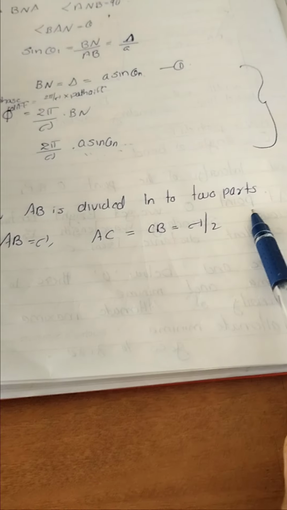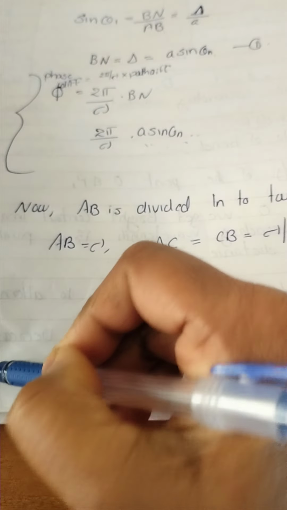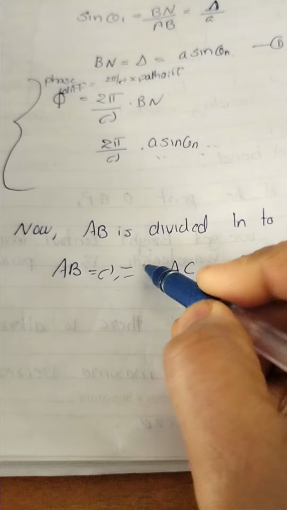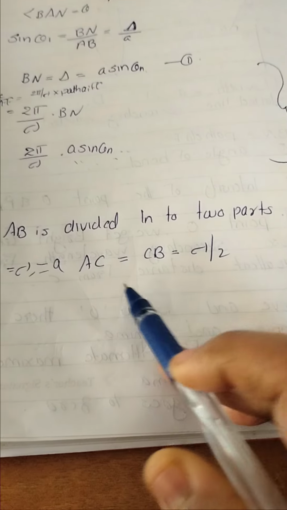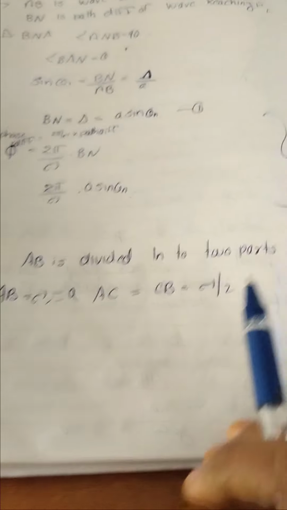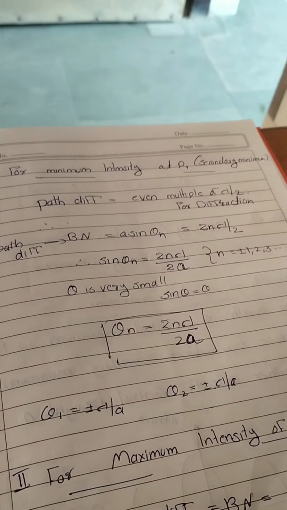Now AB is divided into two parts, A to C and C to B. The total length of AB is A, or lambda. After division, AC and CB are each lambda by 2, half of that. Then we go on to the derivation of secondary minima and secondary maxima.